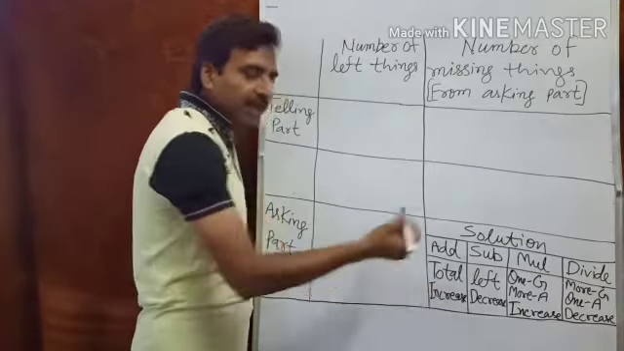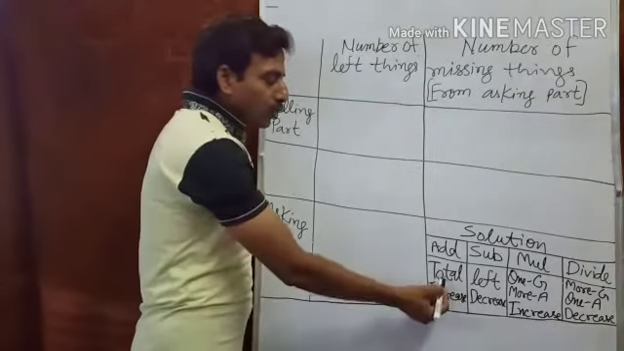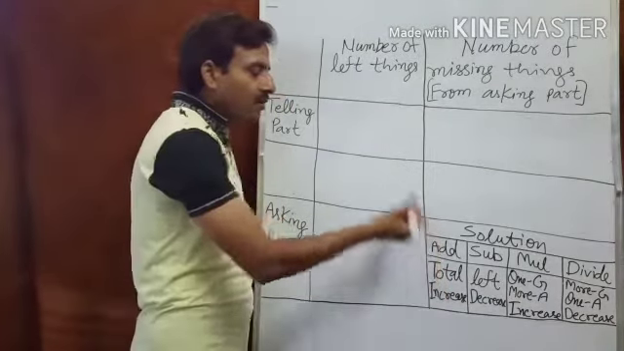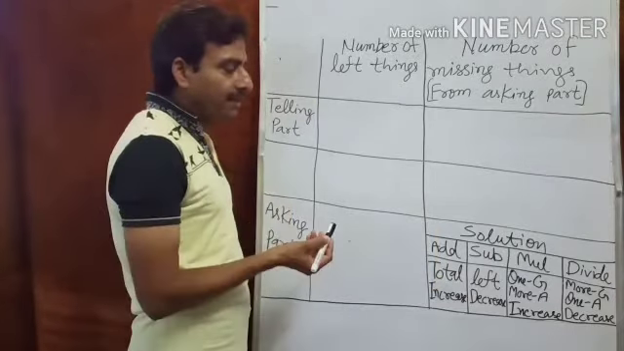My answer will increase. Then we find out the total. So the total number of balls we will always add. Like this, you can add.